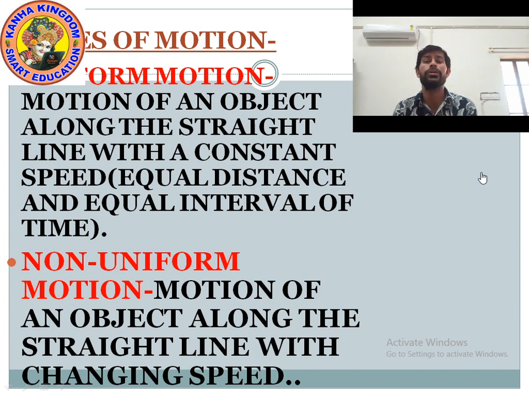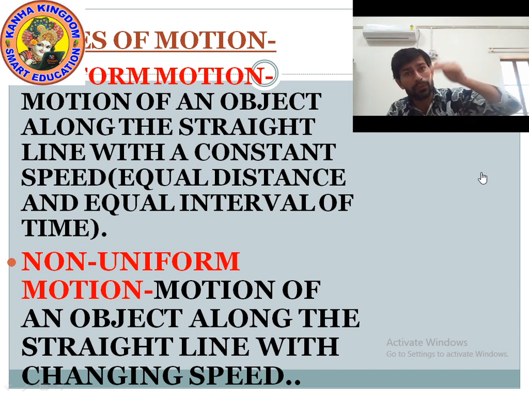Next is the non-uniform motion. Motion of an object along the straight line with changing speed. Suppose your car is going straight on highway, but sometime speed is decreasing, sometime speed is increasing. So what is happening? The car will travel unequal distance.